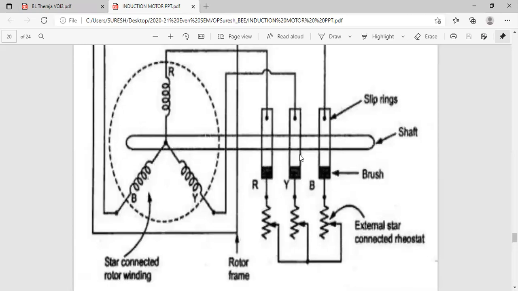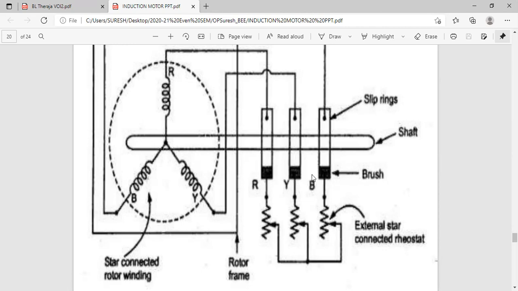This is not a short circuit. These slip rings are not short circuited now. These are slip rings 1, 2, 3. At the slip rings, what is induced? In the rotor winding, EMF is induced. So EMF is induced at these three points, R, Y, B. A 3-phase EMF is developed.